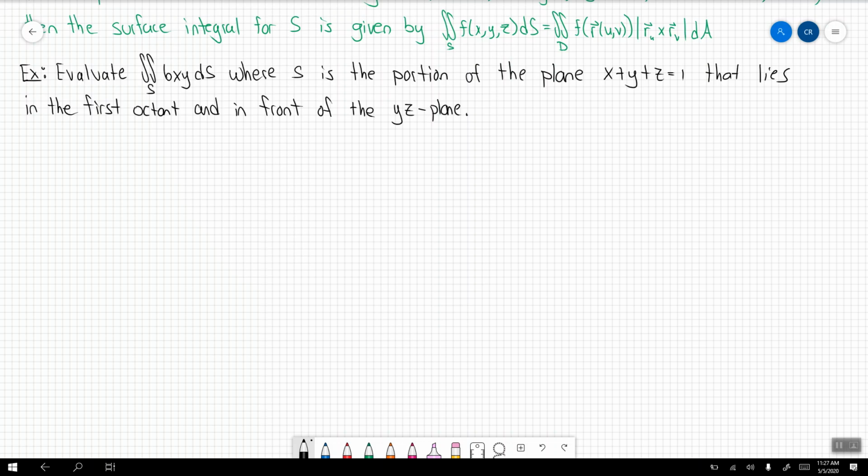Alright, so there's a lot of information being given to us here. Number one, we want to find a surface integral. Number two, we're given a plane, the equation of a plane. And number three, we're given the specifics of the region that we want to observe.